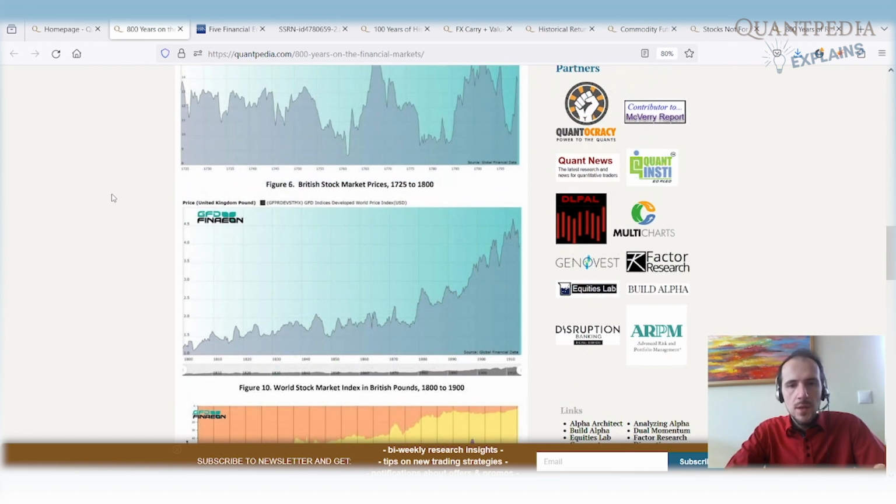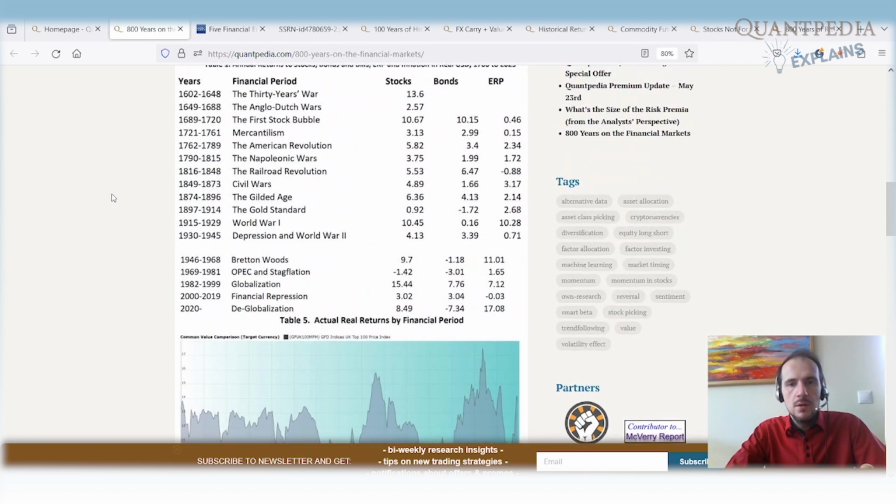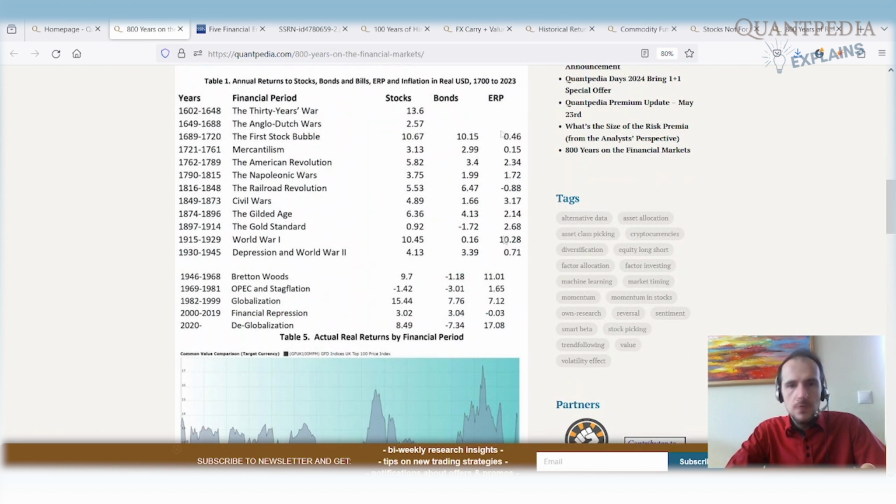The main takeaway from the whole paper is probably that the equity risk premium is not stable. It's not stable at all. It really depends on the era. It can be significantly positive, for example, during or after World War I, and it can be negative or close to zero, as it was during the mercantilism, railroad revolution, or during the depression after World War II, or during the financial repression from 2000 to 2019. So it really depends in which era you live.